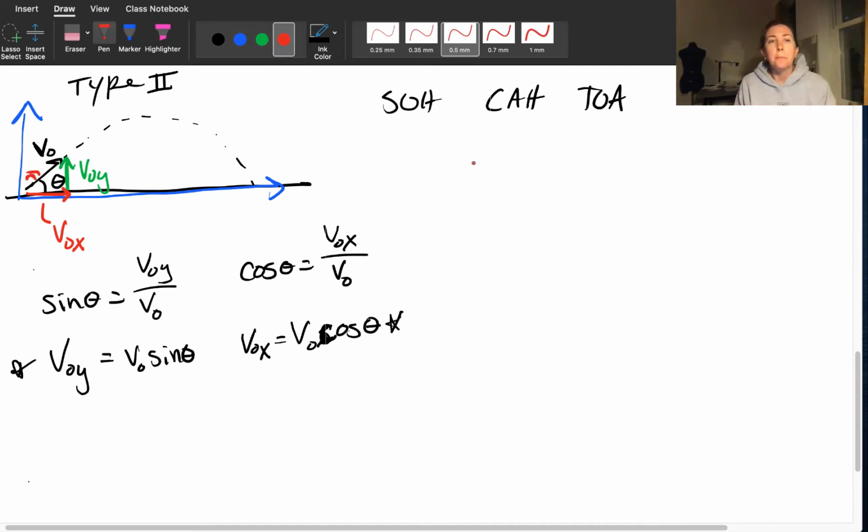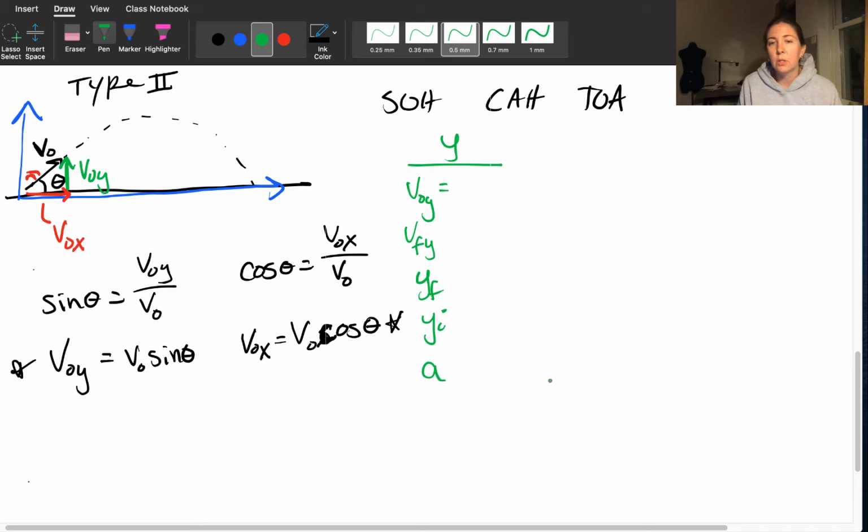Okay, so then let's just talk about our y direction. In the y direction, we have our initial velocity, our final velocity, our maximum height, or y final, our original height, y initial, acceleration, and remember time is the thing that links us, so I'm just going to put that over here. Okay, the easiest piece is acceleration in the y direction. That's just opposite of g, right? Or -10. Initial velocity in the y direction, we found it here, v naught sine theta.